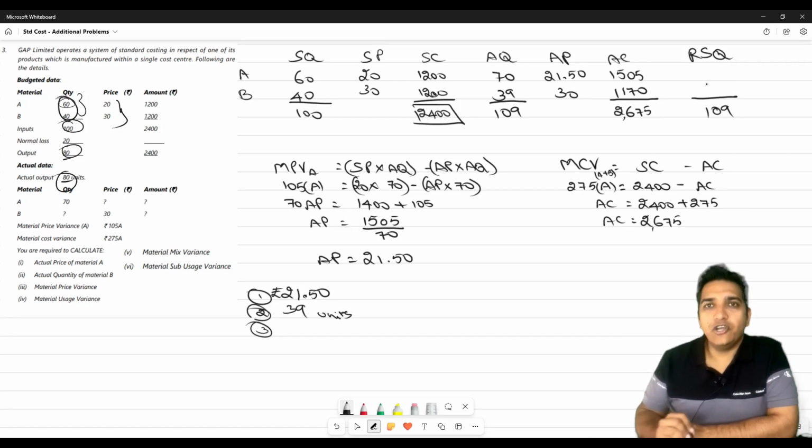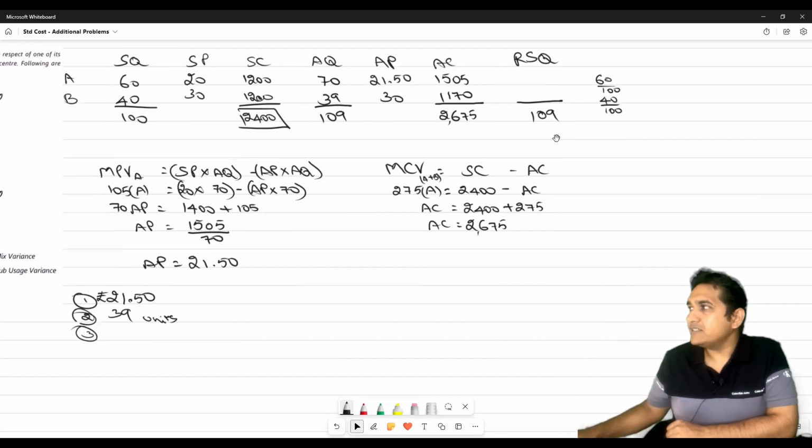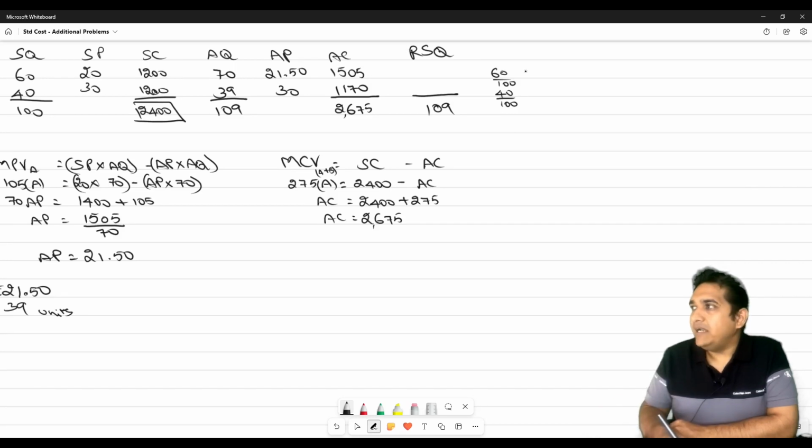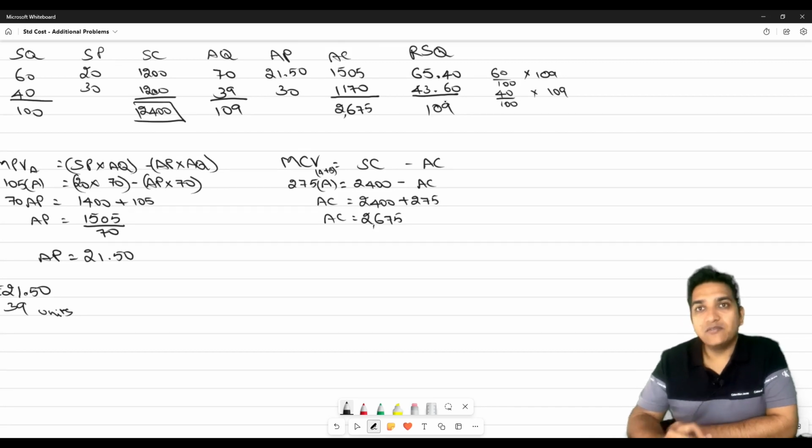Now what is the ratio of my standard quantity? For A it is 60 by 100 and for B it is 40 by 100, correct? We multiply this with 109, which is my actual quantity. So what do we get? This is 65.4, and 40 into 109 divided by 100, we get 43.6. So this becomes my revised standard quantity.